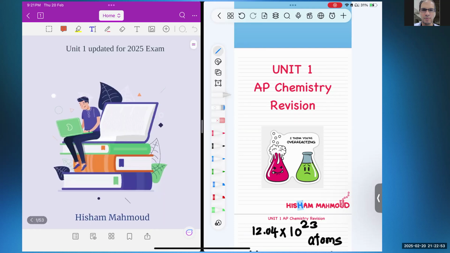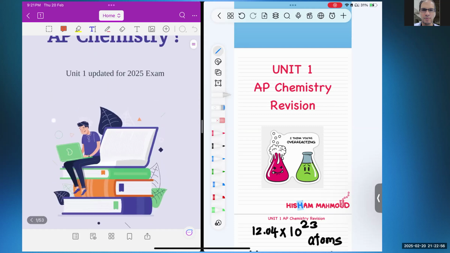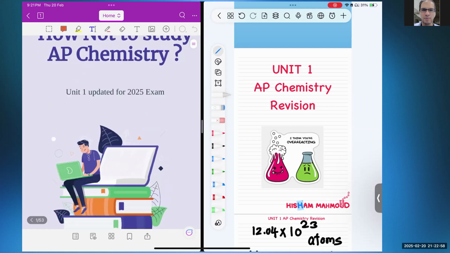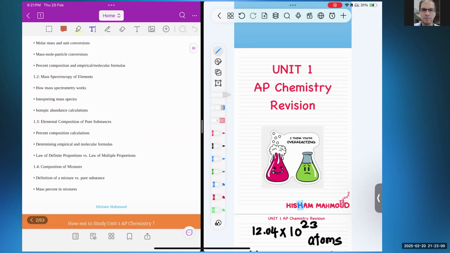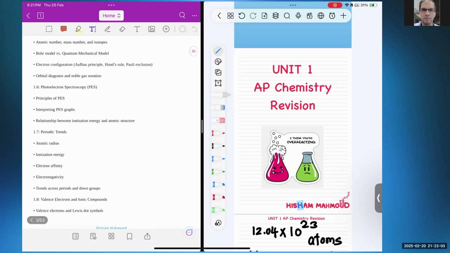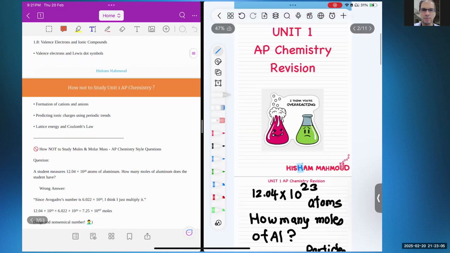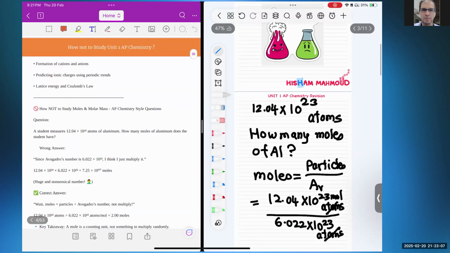So, this is the Unit 1 updated for 2025 exam PDF, How Not to Study AP Chemistry. And these are all the topics that we are going to study. Let's start right away with the first part. How not to study the moles and molar mass.